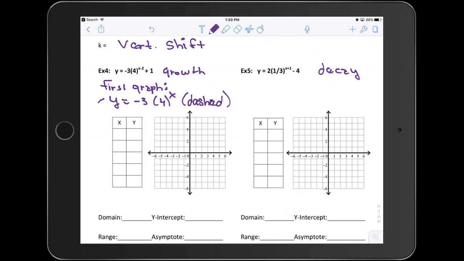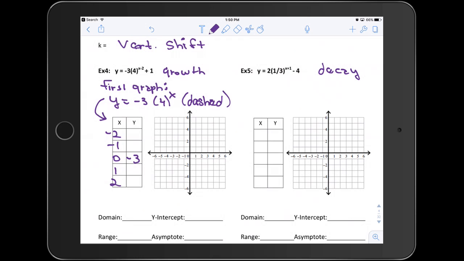Okay, so this is the one where I'm going to use the table. So I'm going to put -2 in here, -1, 0, 1, and 2. And again, those are not set in stone. It just makes life a little easier. Just because of who I am, I'm going to put 0 in first because that's easiest. So when I put 0 in for x, 4 to the 0 is 1. 1 times -3 is -3. So that's the mathematical approach to it. But of course, we know that that A value is your y-intercept before your horizontal and vertical shift.